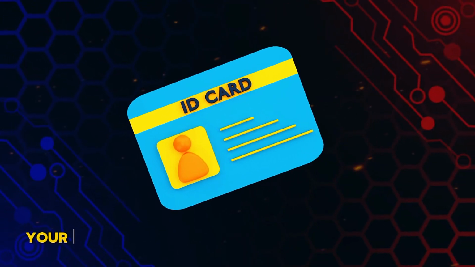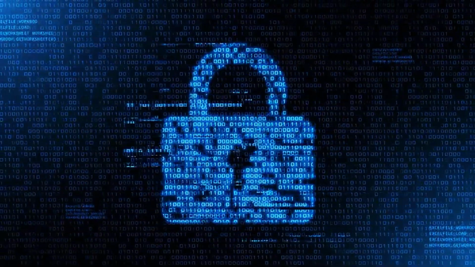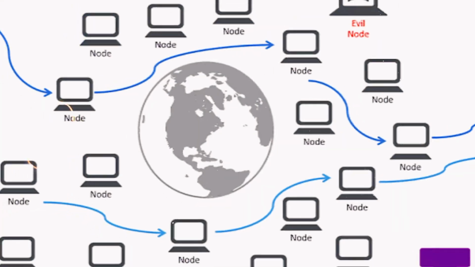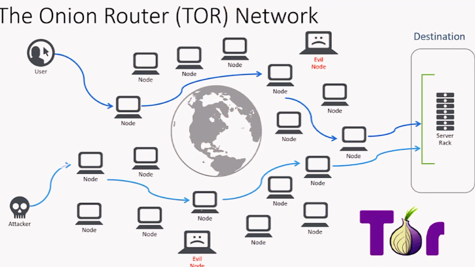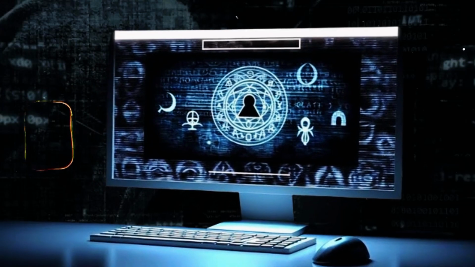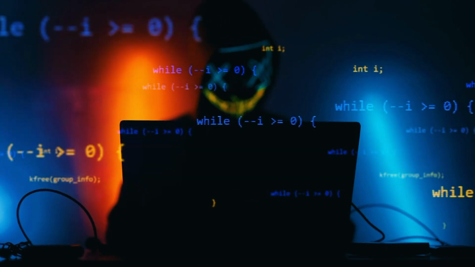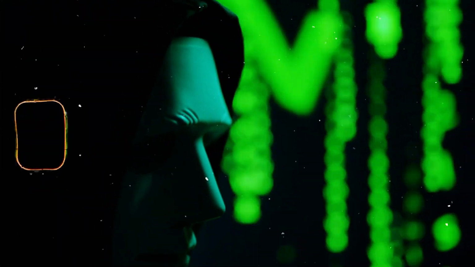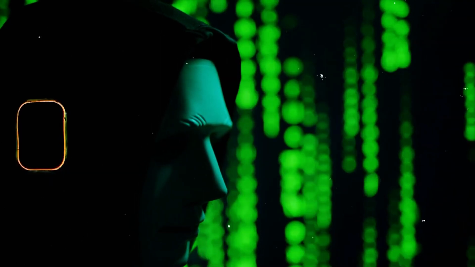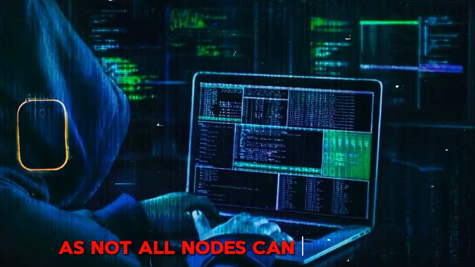Throughout this process, your identity and location remain hidden. At each step, a new layer of encryption is added, like the layers of an onion. Each node only decrypts one layer to reveal the location of the next node in the network. This means no individual node knows both the original source and the final destination of the data, providing a high degree of anonymity. It's important to mention that Tor nodes are distributed worldwide and maintained by volunteers. Each contributes to the robustness and anonymity of the network. However, this also poses a series of challenges and risks, as not all nodes can be trusted.